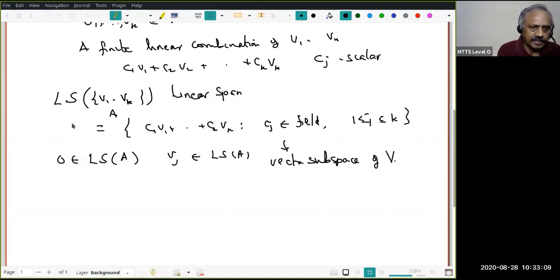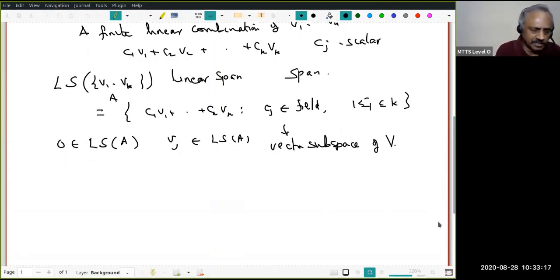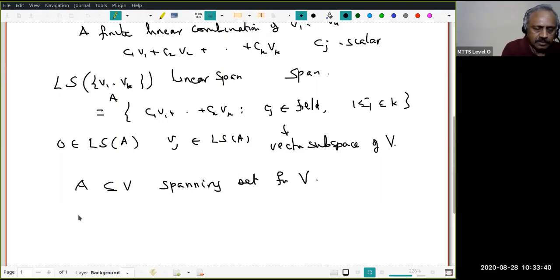We also know what is meant by linear span, or we will sometimes call it simply span, because we are in linear algebra, so there is no other concept. Next, when do I say a subset A of V is a spanning set for the vector space V? That means if I look at the linear span of all vectors in A, that is equal to V, then I call it a spanning set.